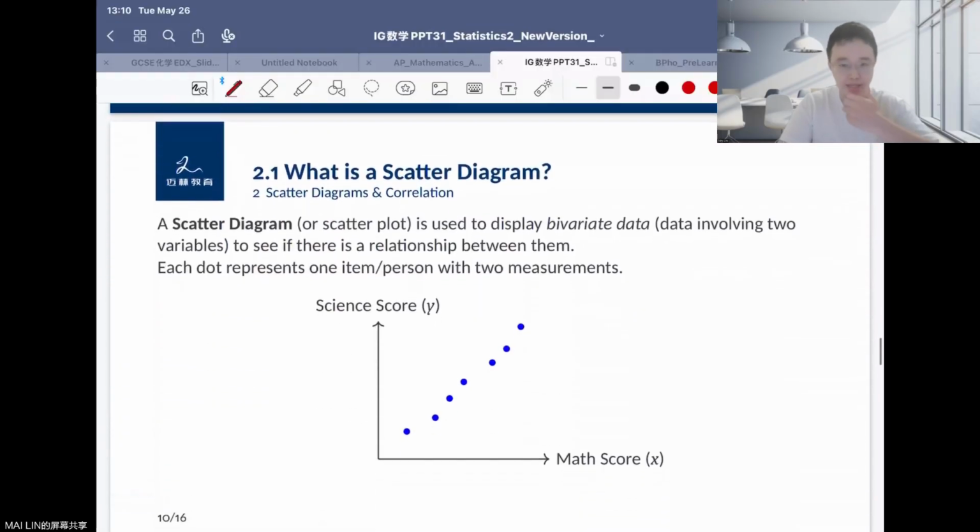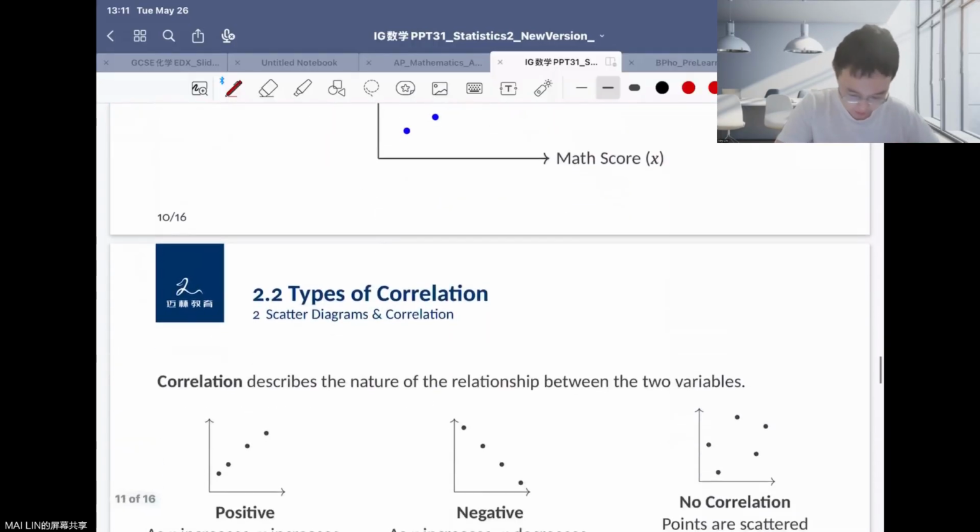So what is a scattering diagram? A scatter diagram is used to display bivariate data, or data involving two variables, to see if there's a relation between them. Here there is a graph with math scores on the x-axis and science scores on the y-axis. For a student, if the math score is very high, maybe the science score is also very high, because sometimes in science we have to use calculation and mathematics knowledge. So that is a scattering graph.